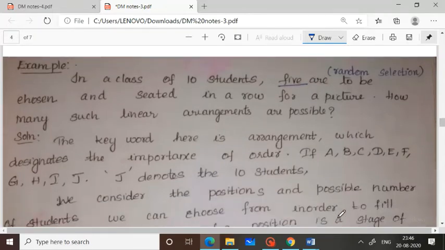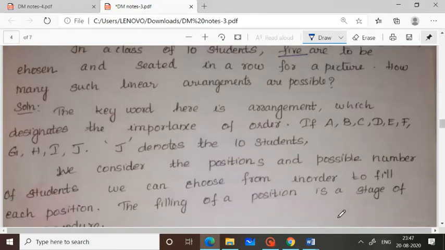Next question. In a class of 10 students, five are selected and seated in a row for a picture. How many such linear arrangements are possible?